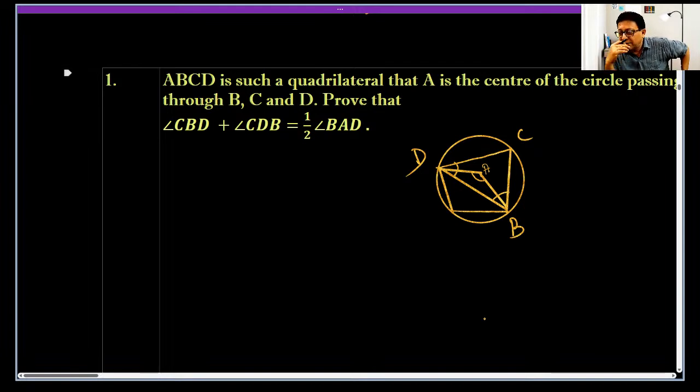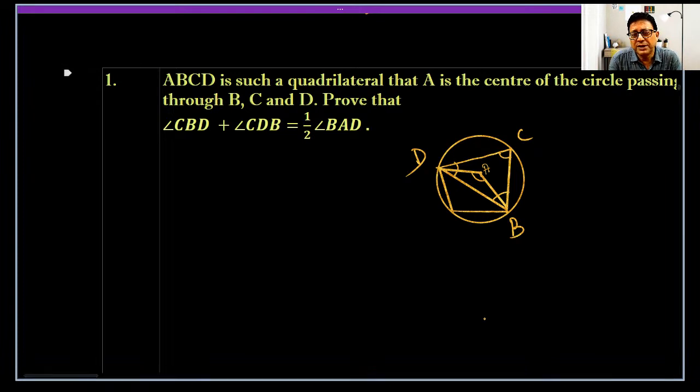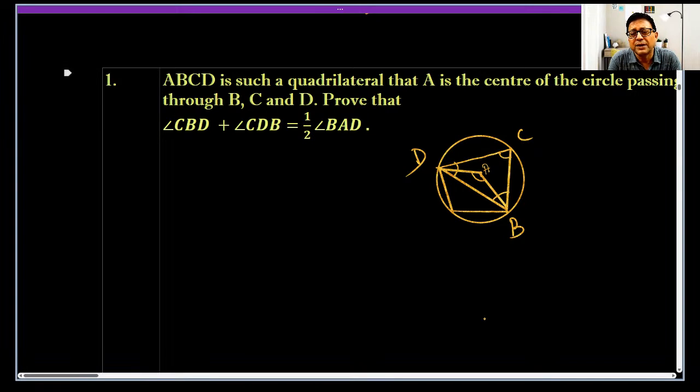That CBD plus CDB equal to half of BAD. A can have other positions, the center, who told you it will be lying there? It can lie here also, isn't it? But one thing is clear, this angle is half of this angle. Am I clear? This is half of this angle. These two angles are equal.